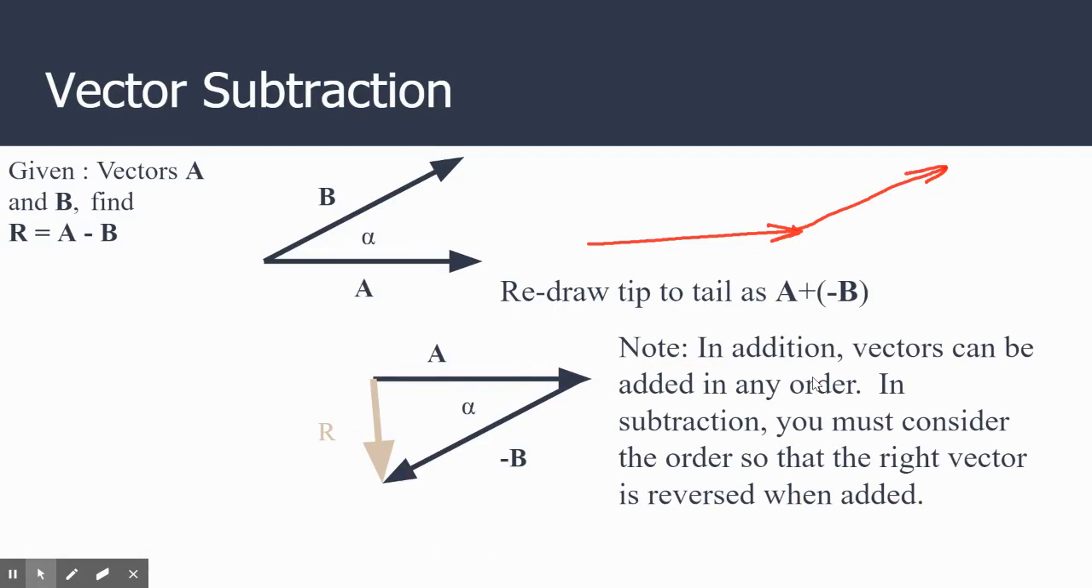So here's a little note. In addition, vectors can be added in any order. In subtraction, you must consider the order so that the right vector is reversed when added. So in addition, it doesn't matter. You can start with A, B, C, D, E, F. It doesn't matter. You can start with either one of them and add them. But since you're flipping a vector here for subtraction, the order is important. Okay? It's important.